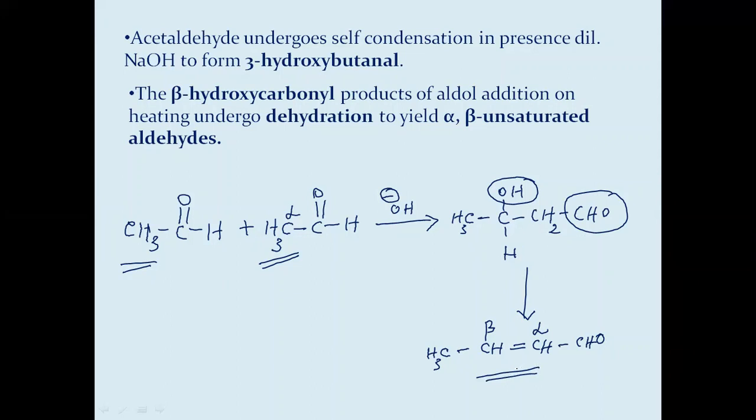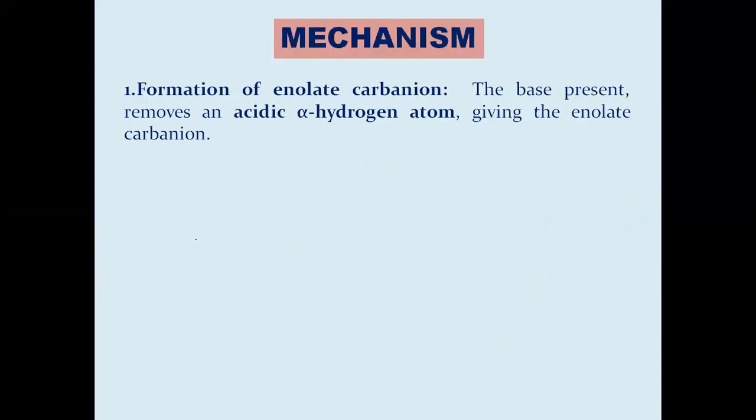Let me explain how the aldol product is formed, and then when you make it undergo dehydration, how this alpha beta unsaturated aldehyde is formed. Coming to the first step of the mechanism, the first step is formation of enolate carbanion. First, let me write this aldehyde, that is acetaldehyde, and let me represent the structural formula so that it will be easy for you all to understand.